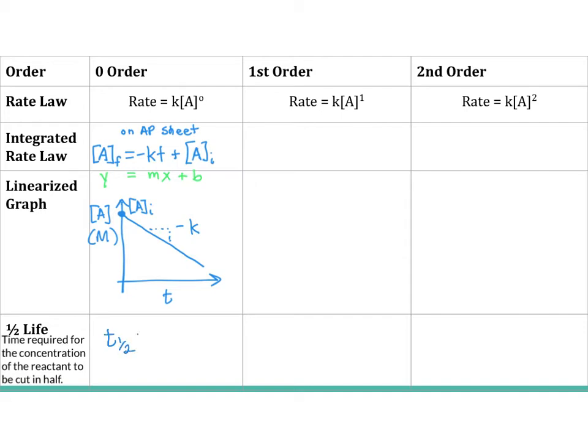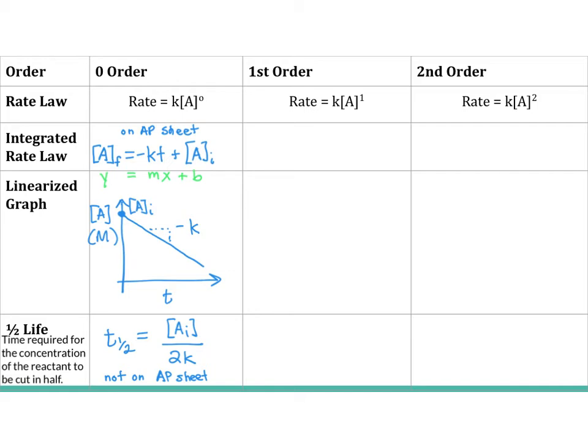So the half-life time for a zero order reaction is equal to the initial concentration at the beginning of the time interval divided by 2k. That is not on the AP sheet. So they're not usually going to ask you questions about it, but since the integrated rate law is in there, you could conceivably be expected to figure it out. All right, moving on to first order.